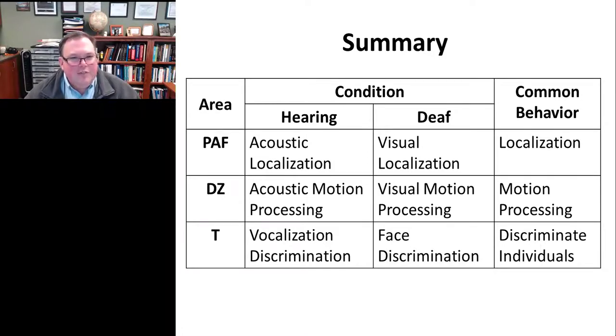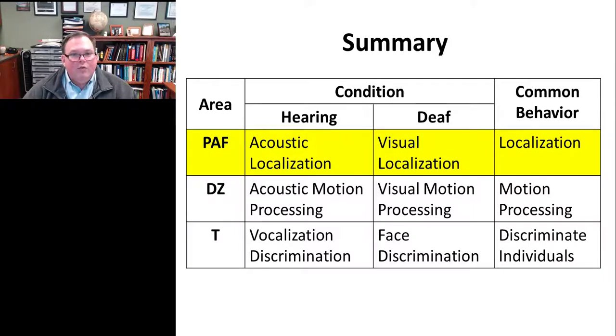Okay, so let's summarize the results from these two studies. In the first study, we examined the contributions of PAF and the dorsal zone. In the final study, we looked at the contributions of area T. And we're going to look at the contributions that are normally made by these areas in hearing animals and in deaf animals, and then what's the common behavior between the two. So when we consider the posterior auditory field, in hearing animals, it normally makes a contribution to acoustic localization. In deaf animals, it normally makes a contribution to visual localization. So the common behavior between the two is localization.